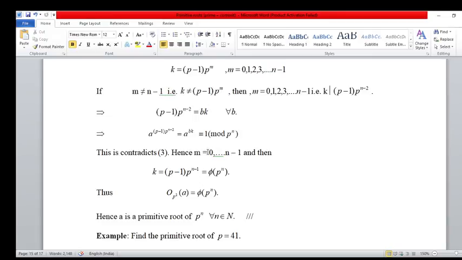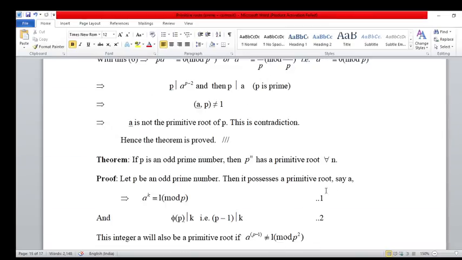The value of m is 0 to n minus 1, and then k does not equal this, and here k is equal to (p minus 1) p raised to the power n minus 1, which is equal to phi of p raised to the power n, and thus the order of a mod p square is equal to phi of p raised to the power n, and hence a is the primitive root of p raised to the power n, meaning this theorem is true.